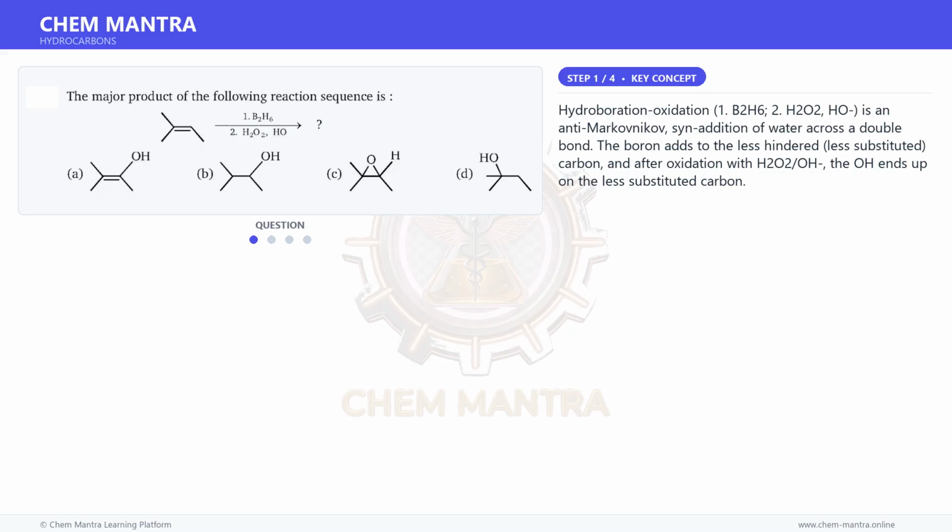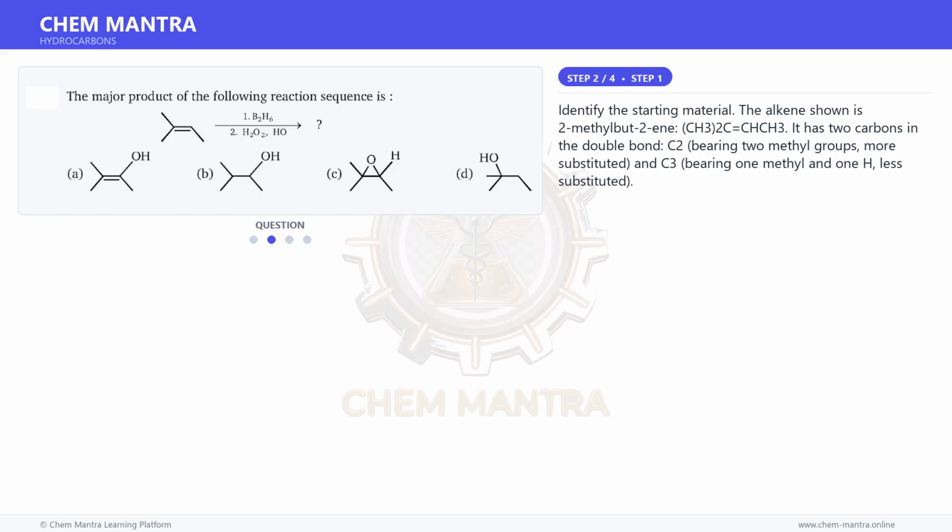Hydroboration-oxidation: 1. B2H6, 2. H2O2, OH-. It is an anti-Markovnikov, syn addition of water across a double bond. The boron adds to the less hindered, less substituted carbon, and after oxidation with H2O2 the OH ends up on the less substituted carbon. Moving on to the next step.